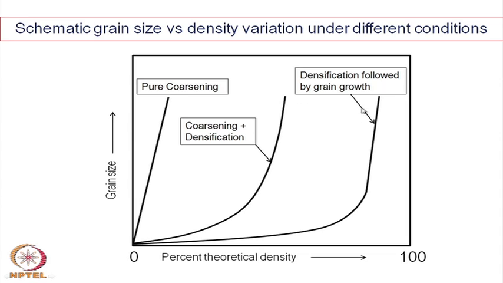We do not need this, as we have mentioned earlier. Here there is hardly any densification, only grain growth without densification, and that is not a desired situation. This is also not a very desired situation. A more desired situation should be a line like this, where somewhere here, at an intermediate grain size, the theoretical density is achieved. Here theoretical density is not achieved, but the grain size is increasing quite fast. This is somewhere in between.